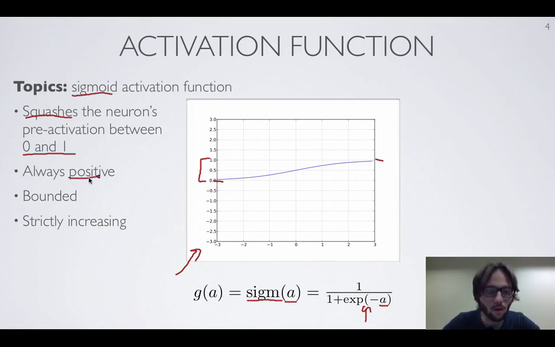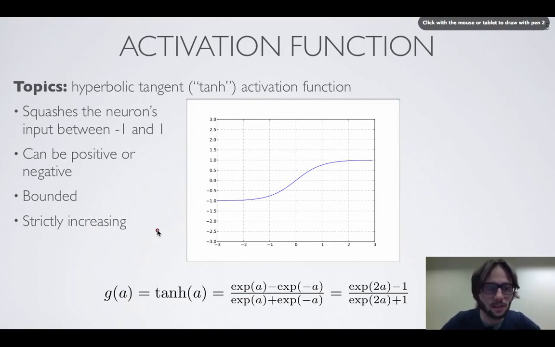So this neuron is always positive because it's always strictly greater than 0. It's bounded, that is, the output of the neuron, the activation of the neuron, cannot be smaller than 0 nor greater than 1. And this activation function is strictly increasing. That is, the bigger the pre-activation, the higher the activation of the neuron will be.